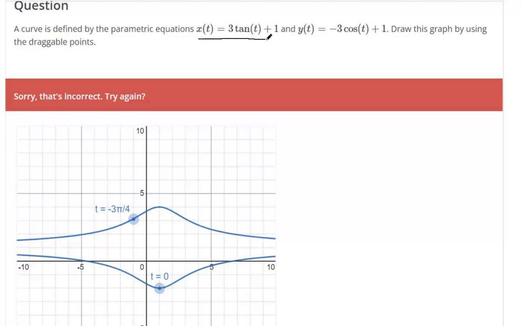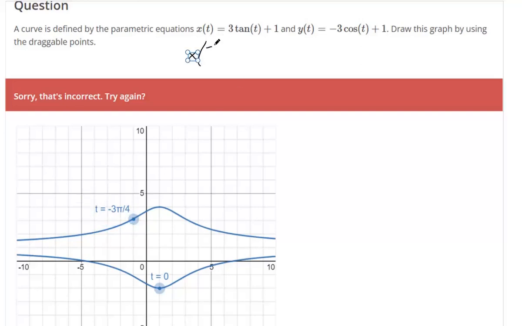We're supposed to draw this graph using Newton's software. They say t equals negative 3 pi over 4 and t equals 0. I think the only thing we can do is plug those in. I'm not sure how the grabbing and dragging feature is going to work, but let's check it out. Let's start with negative 3 pi over 4. We'll plug that in for t.